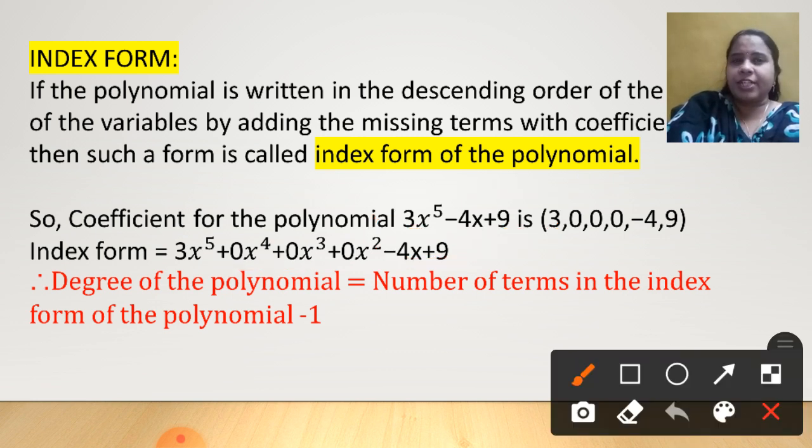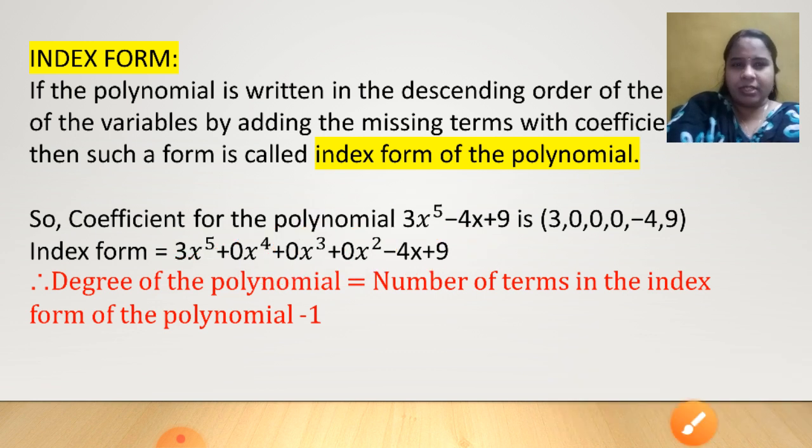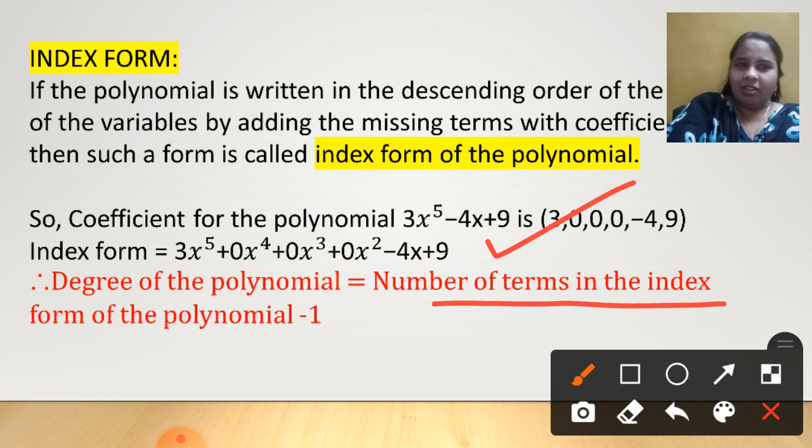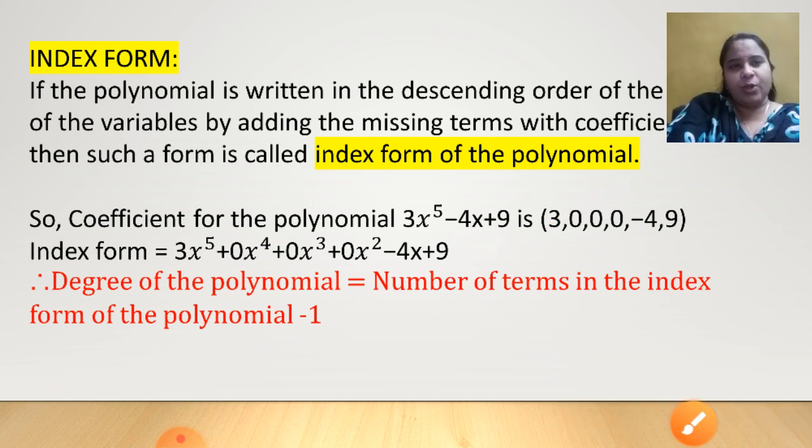So how to write it in index form? See, starting with the highest order x raised to 5, then it is 4x. Few terms are missing. Which terms? x raised to 4, x raised to 3, x raised to 2. All this you have to write on your own with 0 coefficient. Then minus 4x as it is and plus 9. This form is nothing but index form. A very important note is written here also. Let us understand that. Degree of the polynomial is nothing but the number of terms in the index form of the polynomial minus 1. Okay. So write this also as an important point to remember.